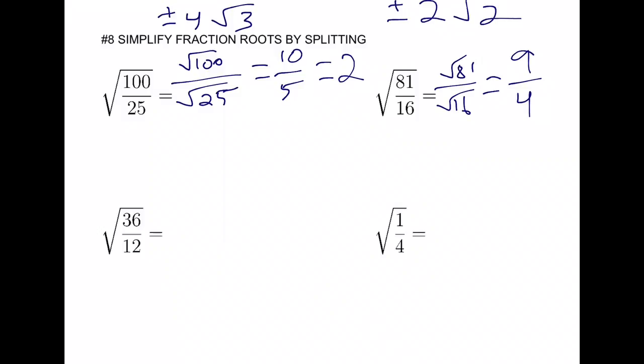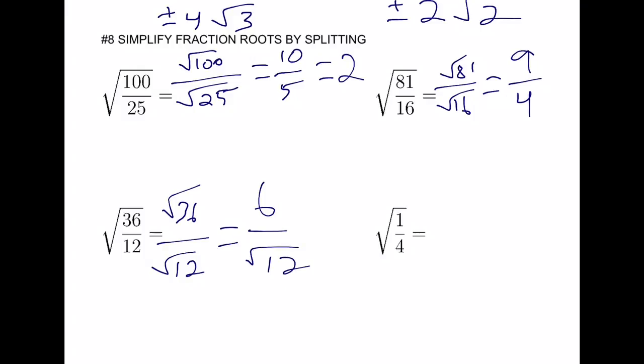Can't simplify there. This next one, root 36 divided by root 12. The top part is a perfect square, 6. The bottom part is not. We will leave it as root 12. One day we'll show you how to rationalize the denominator, but for now, we'll leave it because it cannot be simplified as it is not a perfect square. This becomes root 1 over root 4, which is 1/2.